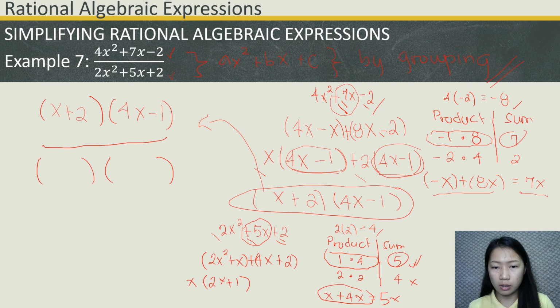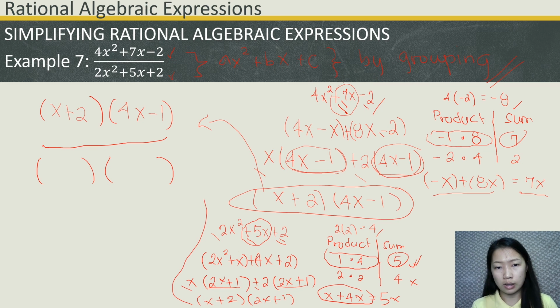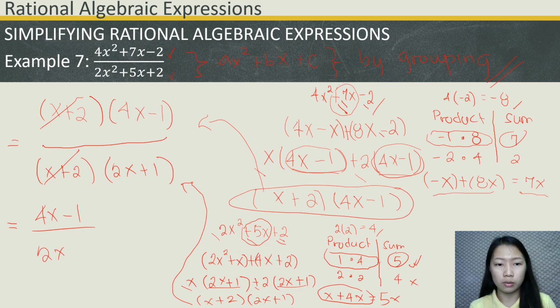Common factor sa dalawa ay 2. Or 4x divided by 2, 2x. Then, 2 divided by 2, 1. So, parehas na tayo ng dalawang nasa loob. So, pag samahin natin yung x and positive 2. X plus 2 times 2x plus 1. Then, sulat na natin dito. Canceling common factors. Common ay x and x plus 2. So, ang natira, 4x minus 1 over 2x plus 1. Ito ang simplified form ng given na ito. That's it.